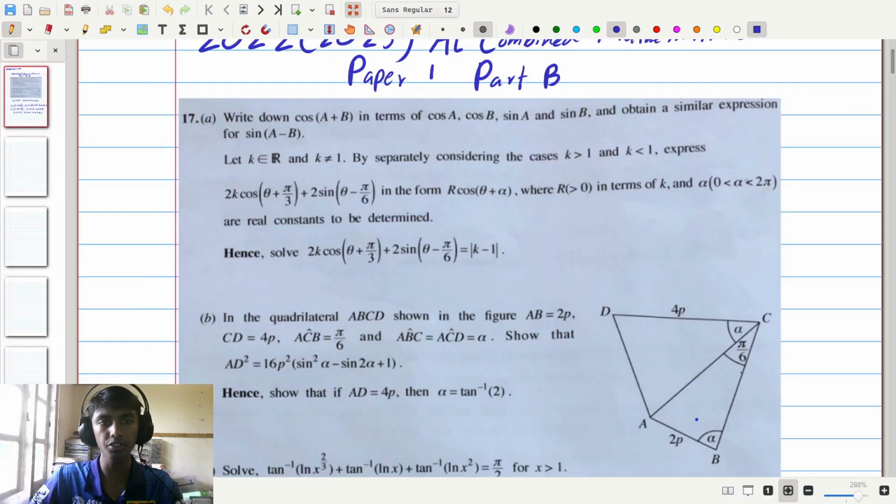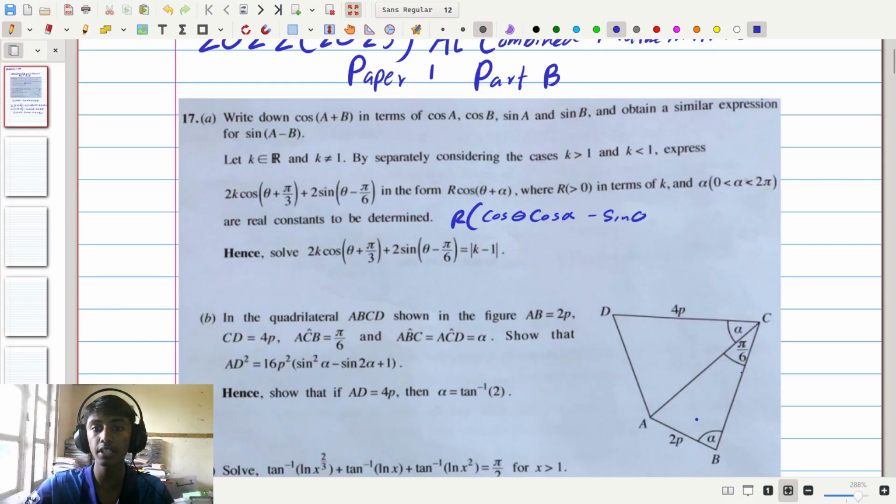Now for the next part of the question, we have to convert 2k cosine of theta plus pi by 3 plus 2 sine theta minus pi by 6 into the form of r times cosine of theta plus alpha. And due to this, we can see, if we just expand this for a moment, we are going to have to convert this into the form of r times, if we expand the cosine of theta plus alpha, cosine of theta times cosine of alpha minus sine of theta times sine of alpha. And therefore, if we want to rearrange this into this form, we need to rearrange this expression right here into some r on the outside times cosine of theta times the cosine of some angle minus sine of theta times the sine of some angle.